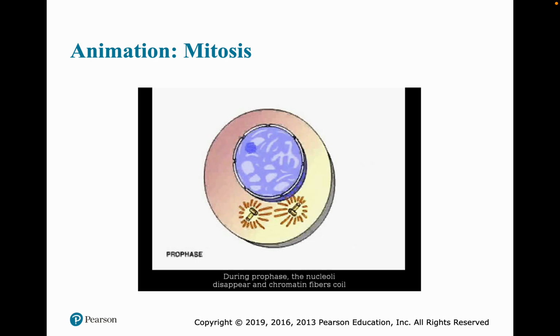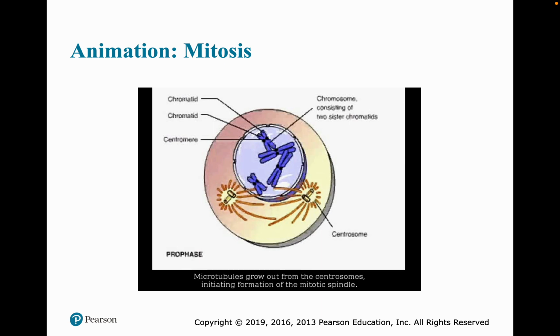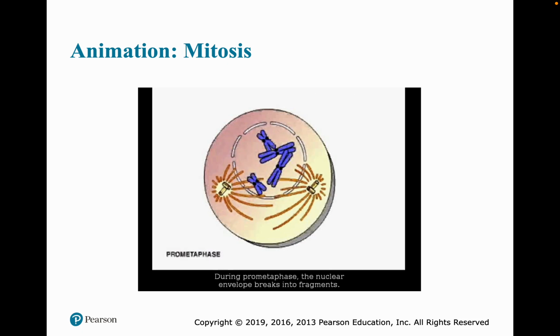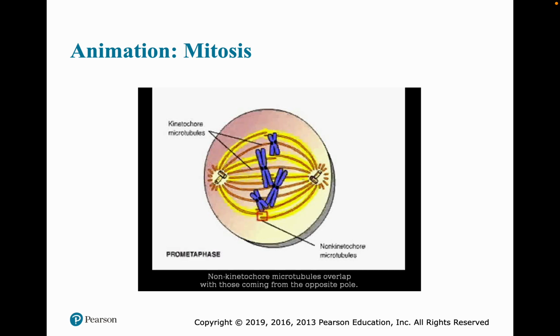During prophase, the nucleoli disappear and chromatin fibers coil up to become discrete chromosomes. Each chromosome consists of 2 identical sister chromatids joined at the centromere. Microtubules grow out from the centrosomes, initiating formation of the mitotic spindle. During prometaphase, the nuclear envelope breaks into fragments. Some of the spindle fibers reach the chromosomes and attach to kinetochores, structures made of proteins and specific sections of DNA at the centromeres. Non-kinetochore microtubules overlap with those coming from the opposite pole.